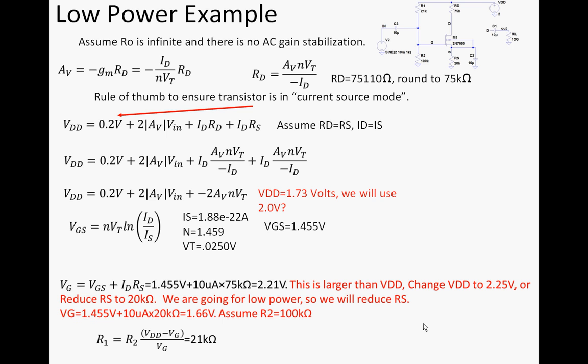I have a few things that I can do, but what I'll just do is make VDD bigger, and I'll reduce RS to 20K. Since we're going for lower power, I'm trying to reduce the power supply, so I'll reduce RS. So I'll recalculate it again, and I'll get VG of 1.66, and then make an assumption that R2 equals 100 kilo ohms, and solve for R1, which is 21 kilo ohms. So this is the complete design.